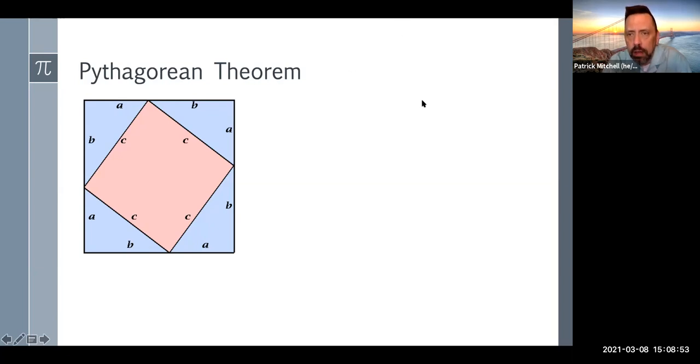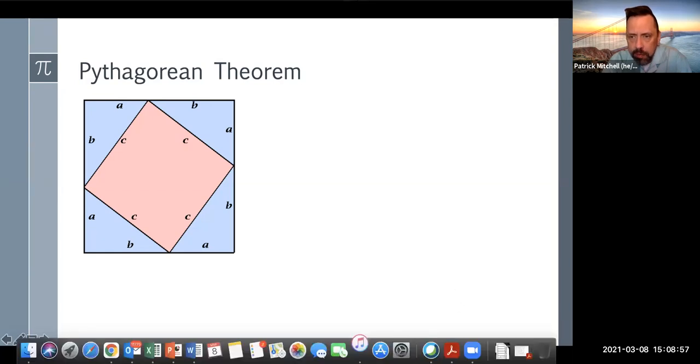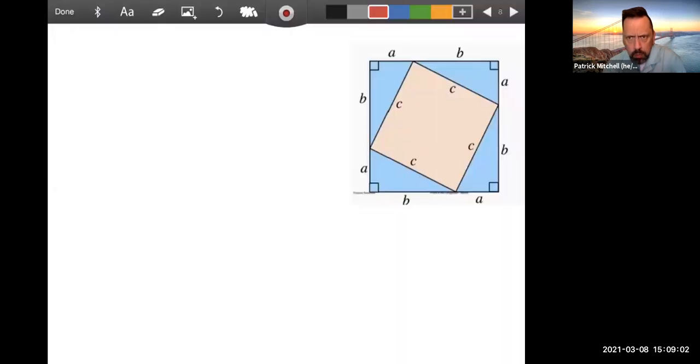Okay, so let's go back to the tablet. And this is sort of a geometric proof. Okay, so what I'm going to do is calculate some areas. I'm going to look at the area of the big square.